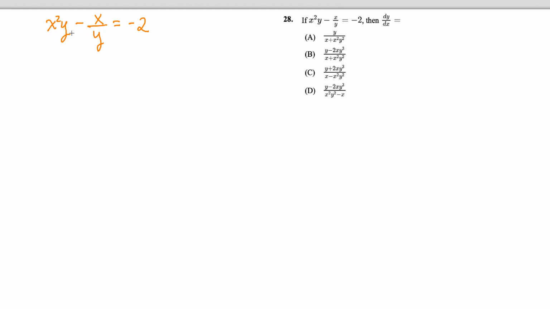So what do we want to do here? First, we want to realize that for this first term, in order to differentiate implicitly, you need to use the product rule, where this is like f and this one is like g. So what does the product rule say? f prime times g plus g prime times f. So f prime is 2x, times y, which is g, plus g prime, which is dy dx, times f, which is x squared. And I've differentiated this first term.